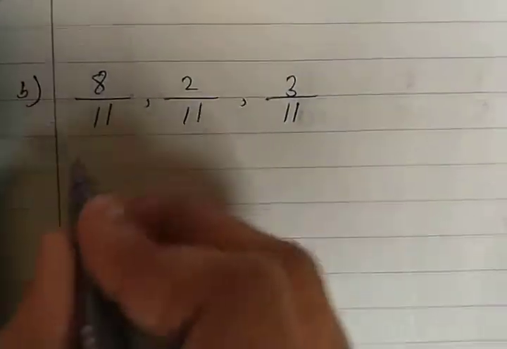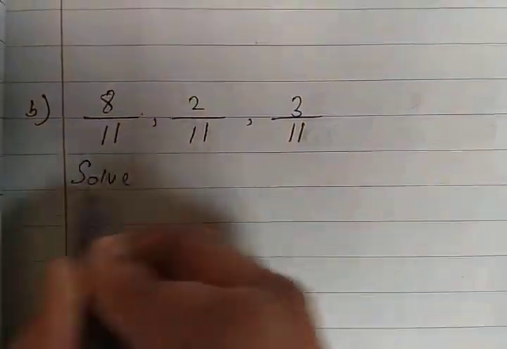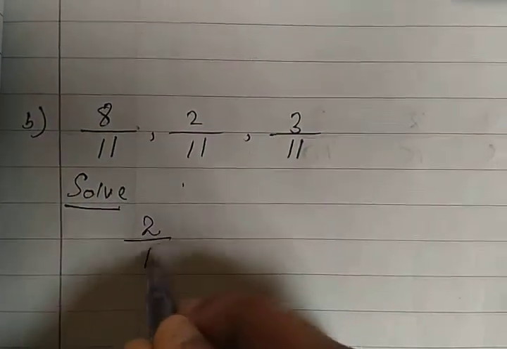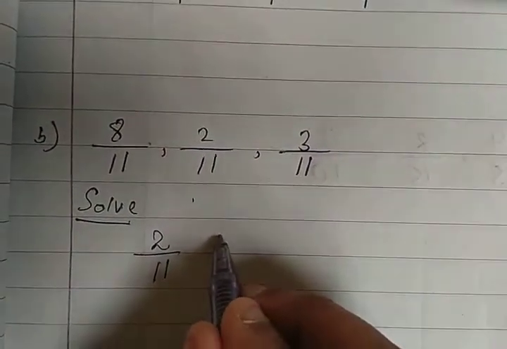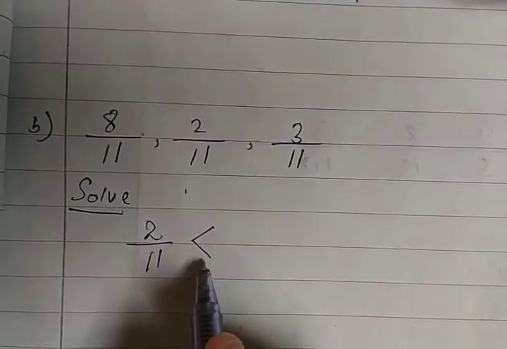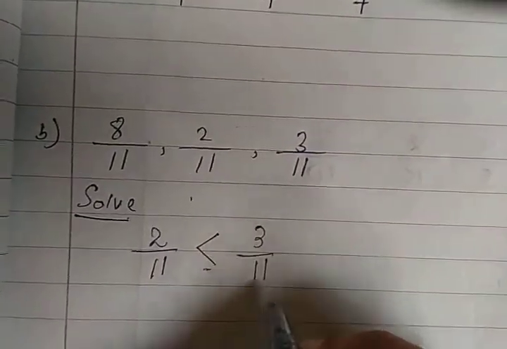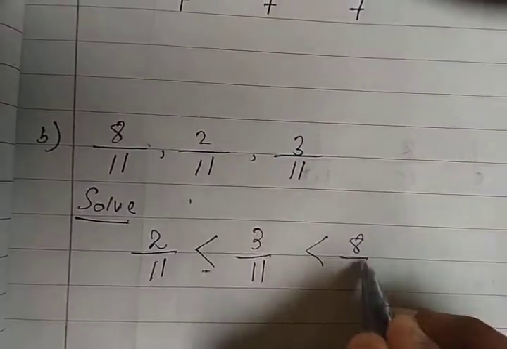The next part is 8/11, 2/11 and 3/11. So first you have to write 2/11, then you write the symbol of ascending order. This is the less than. 2 is less than 3. So 3/11, okay, and then 8/11, okay.